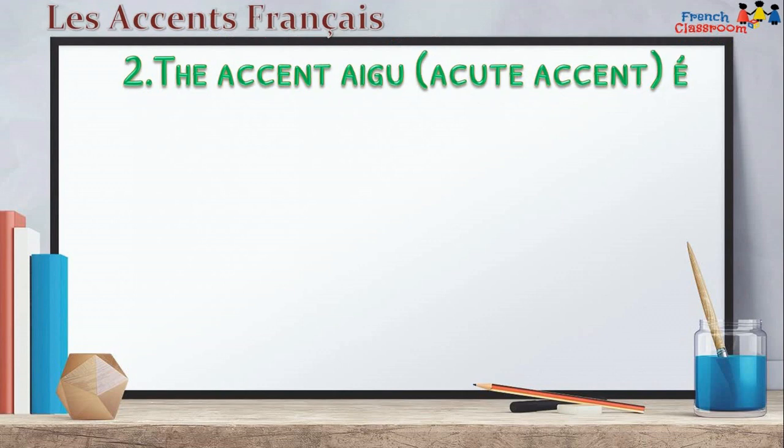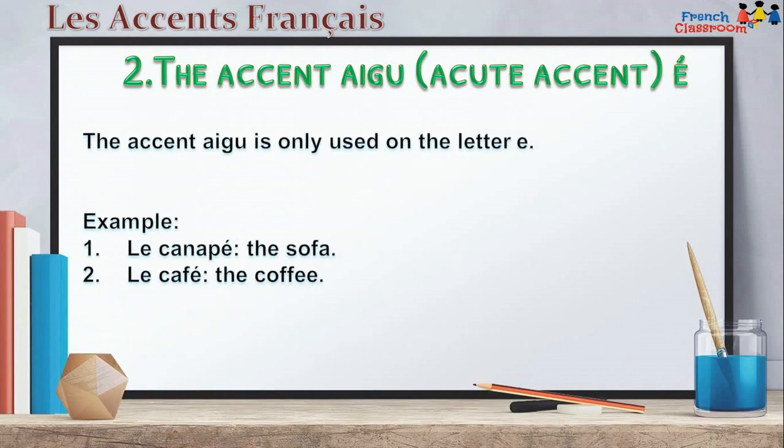Next one is the accent aigu, which is also called the acute accent. The accent aigu is placed above the E vowel and it changes the sound to A. Example, le canapé, which means the sofa. Le café, which means the coffee.